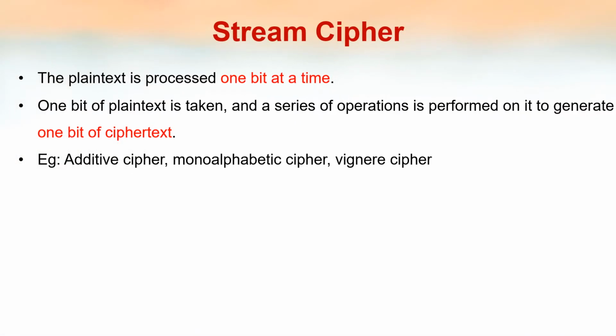Stream cipher. In encryption, we are converting a plain text into ciphertext. If it is done one bit at a time, it is called a stream cipher. Examples are additive cipher, monoalphabetic cipher, and Vigenere cipher.